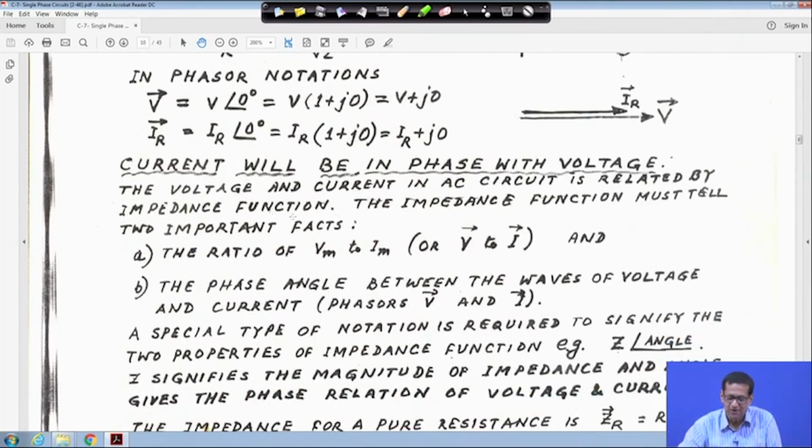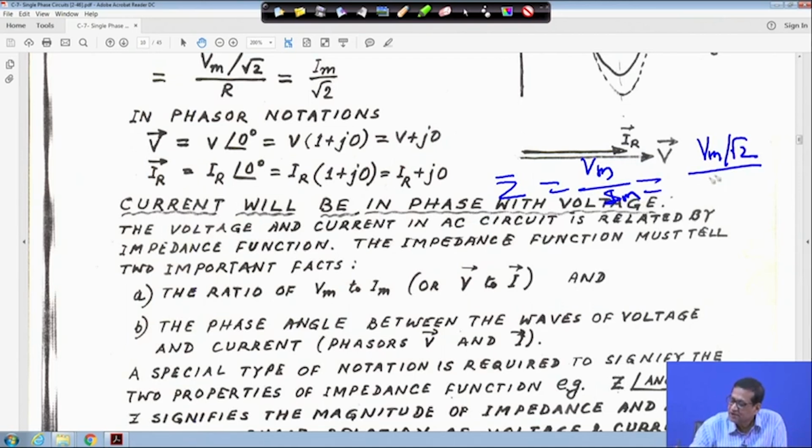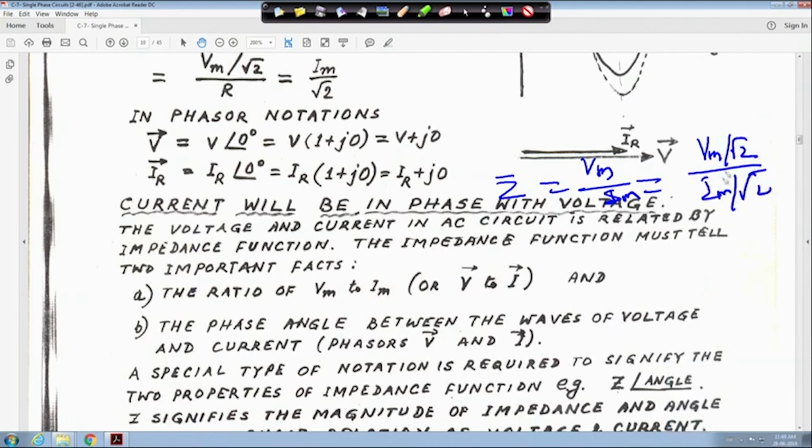And an AC circuit is related by the impedance function. Now, the impedance function must tell two important facts, the ratio of Vm to Im, or V to I. That means in an AC circuit you basically deal with impedance. So, impedance will be Z, a complex number, which you can write either as Vm by Im, or as Vm by root 2 divided by Im by root 2, that is the RMS value of the voltage over the RMS value of the current, or the peak value of the voltage over the peak value of the current, right.